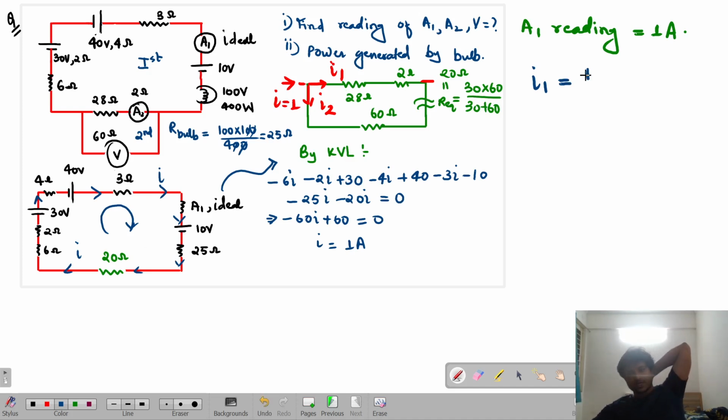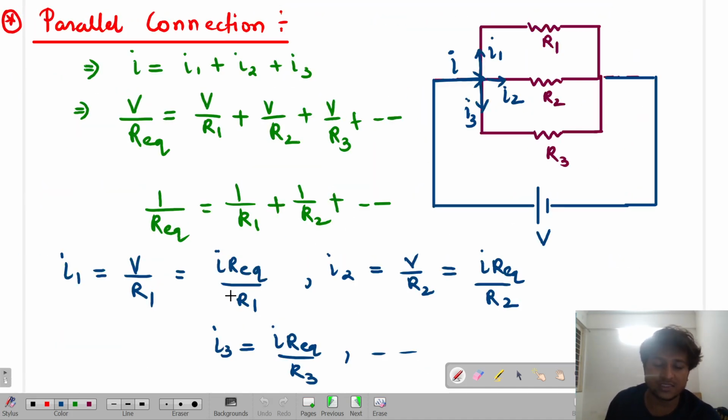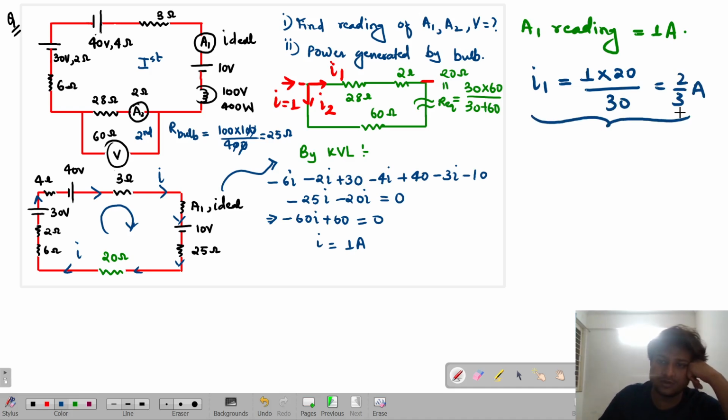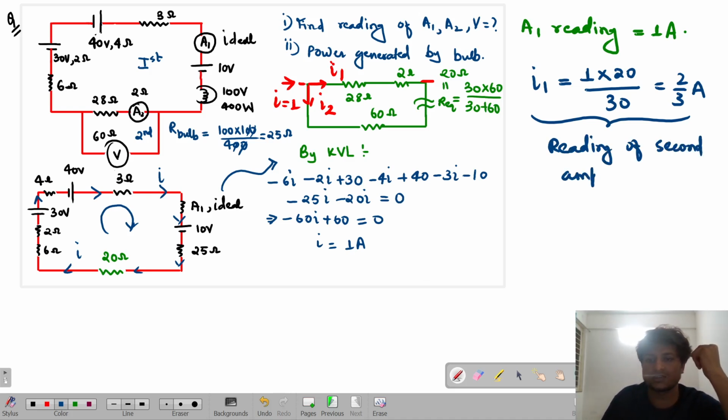And I equivalent is 1. So I equivalent 1 into R equivalent is 20, divided by the resistor R1, isn't it? Yes, basically. Basically, R1, R2, R3 and all. So here in both the 28 and 2, the current will be the same, which is equal to 30. So basically, I1 will be 2 by 3 amperes. Is that clear? Which is the reading of the second ammeter. Is that clear?